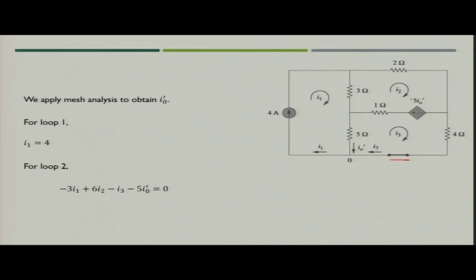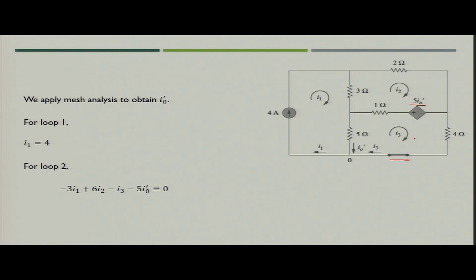Now, we cannot short circuit or open circuit the dependent sources. In this case, this is a dependent voltage source, so we keep it intact in the circuit. The value of this voltage source will be 5 I naught dash, because right now I naught dash is flowing in this particular circuit which we are analyzing while short circuiting the voltage source.